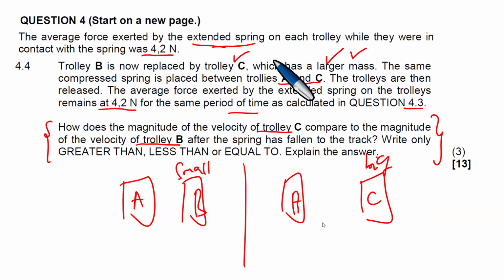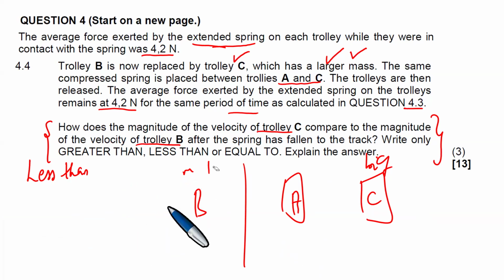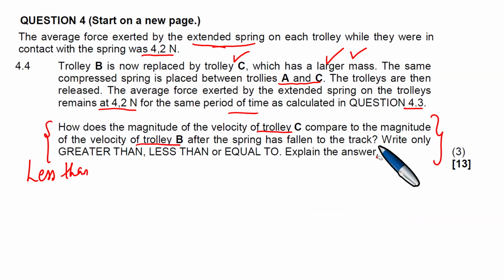Okay, it makes sense. Neo thinks that it's going to be less than. Well done. It's going to be less than because it's too big. Let us explain the answer.